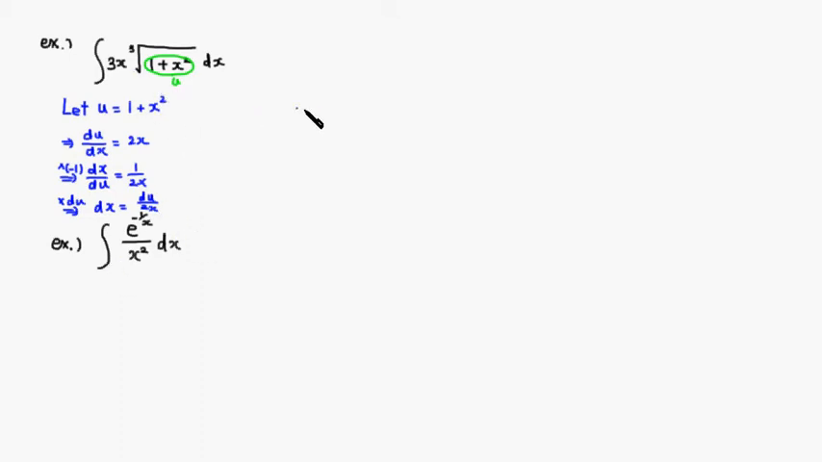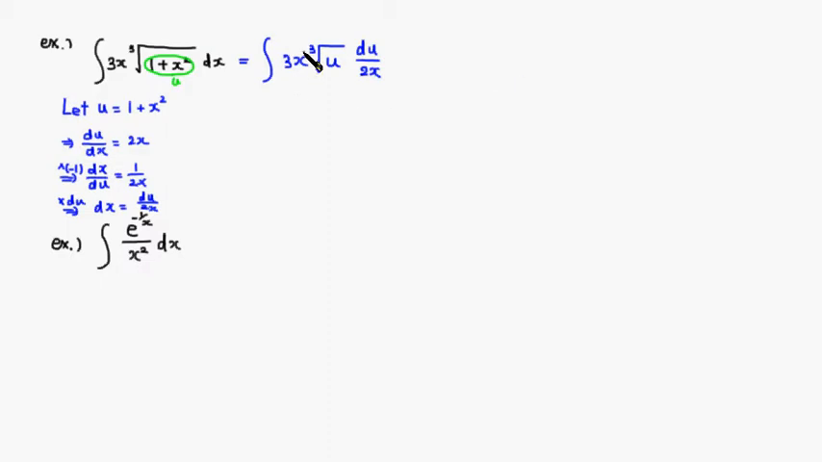Then I'm going to start rewriting. So you have an integral. I'm going to leave 3x as it is for now. So you have a 3x, then you have a cube root, and inside is u. That's the substitution. dx is the same as du over 2x, so I'm going to put the du over 2x. Now we can cancel things.